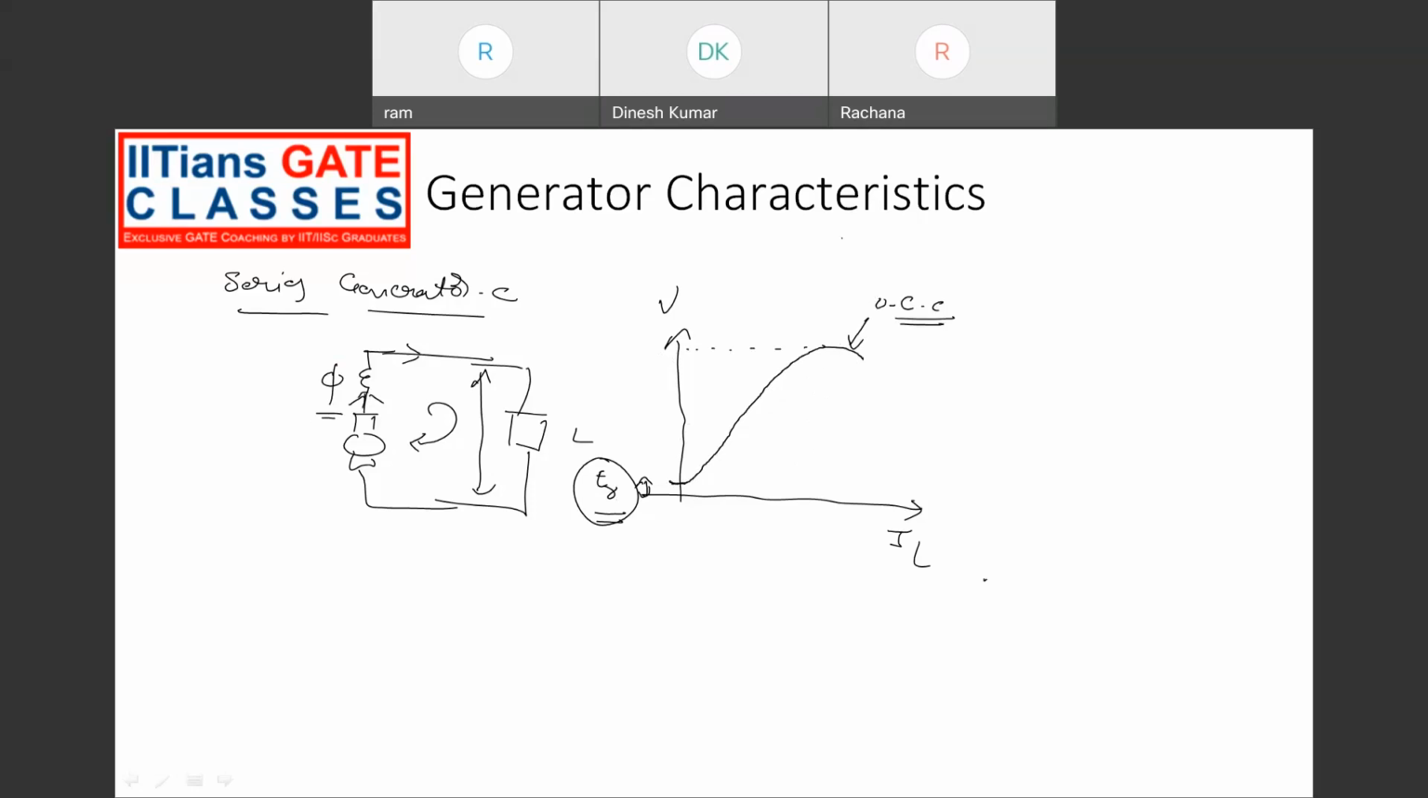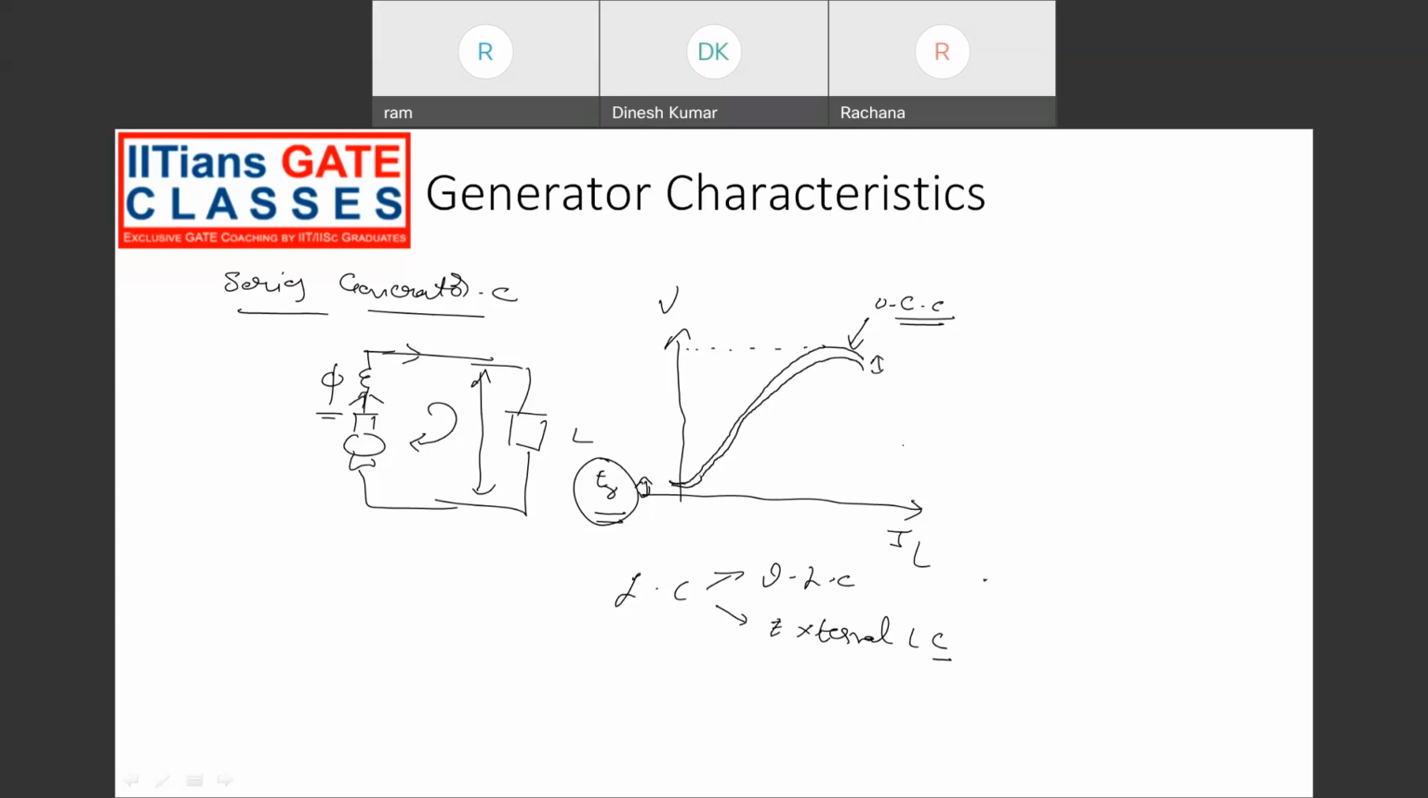Next is the load characteristics. The first one of the load characteristics is the internal load characteristics. The other one is the external load characteristics. First we'll see the internal load characteristics. It is similar to the OCC, but the only difference is that an armature reaction drop has to be considered. It looks the same, but there is some drop. This drop is due to the armature reaction drop.